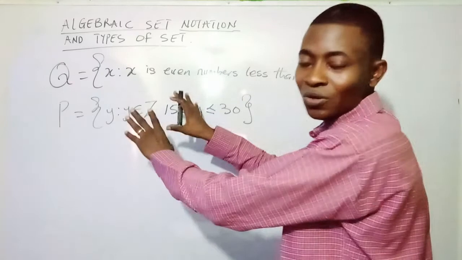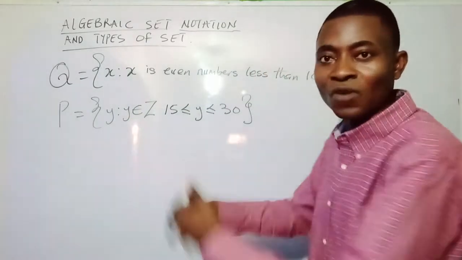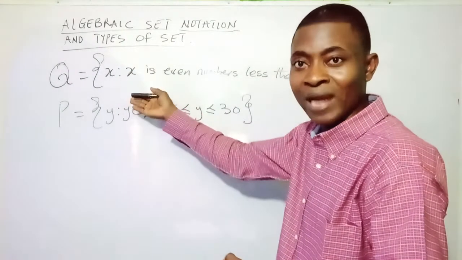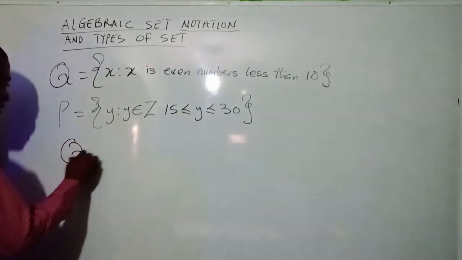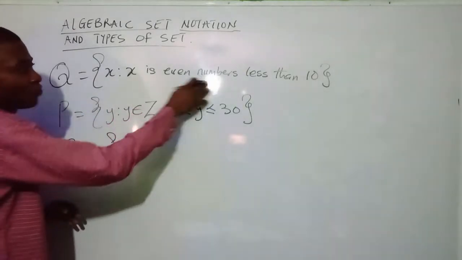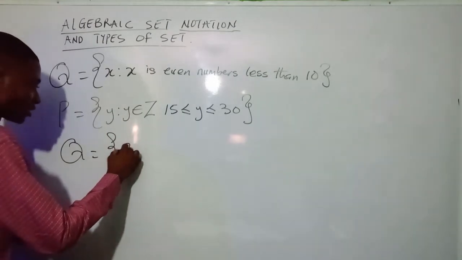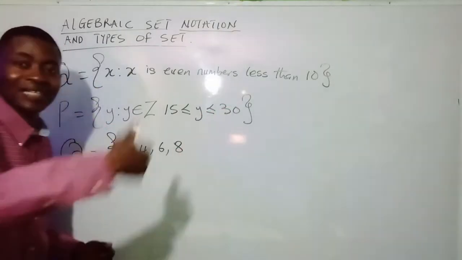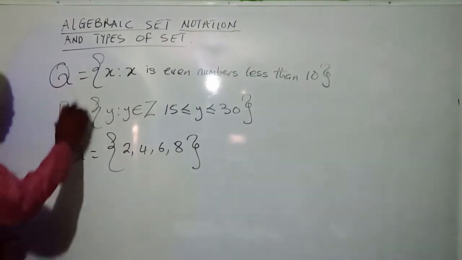For instance, this is a question now. The first job we have to do is to write out all the elements of this set. So first we have interpreted the set, we know exactly what is required in this set. Now the next thing for us to do is to write it out. Taking this very first one, it says a set of x is a set of even numbers less than 10. So that will be the set of even numbers 2, 4, 6, 8. They said it's less than 10, so 10 is not included. So that is the set Q.